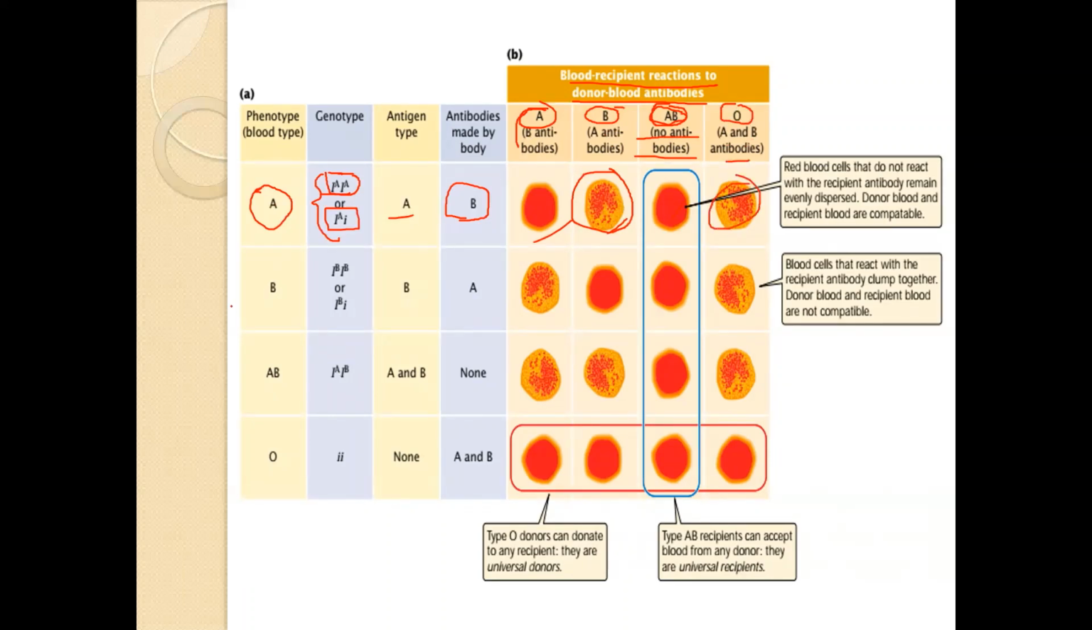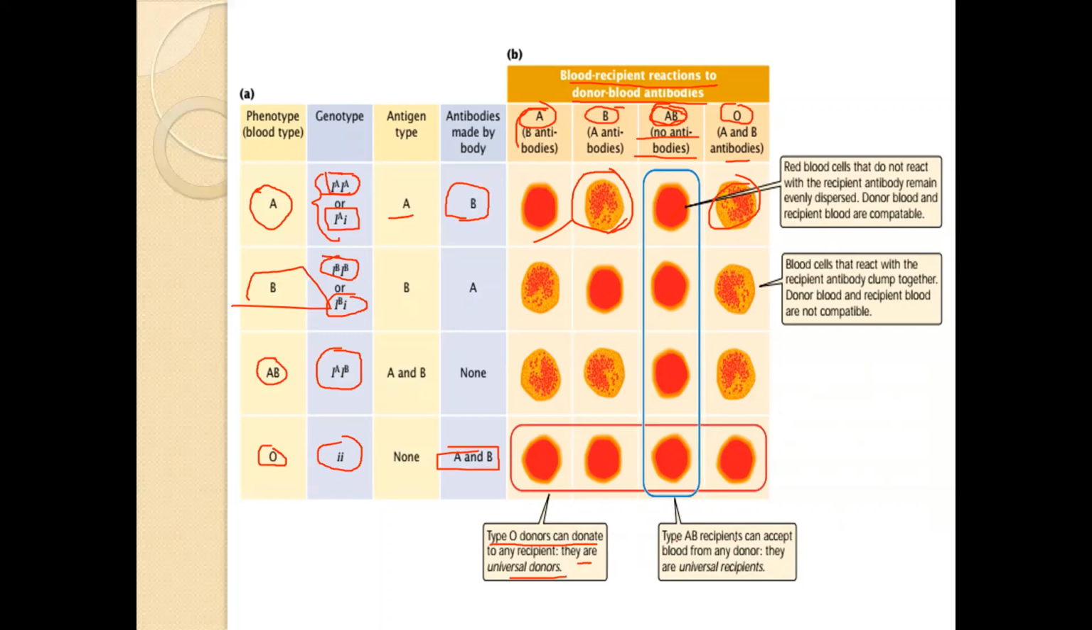The B blood type also has two genotypes, IBIB and IBi. In the case of AB, only one genotype is present, that is IAIB, and in the case of O, only ii is present. So type O donors can donate to any recipient, because they don't have any antigen, so no antibodies are made by the body. So they are called the universal donors.